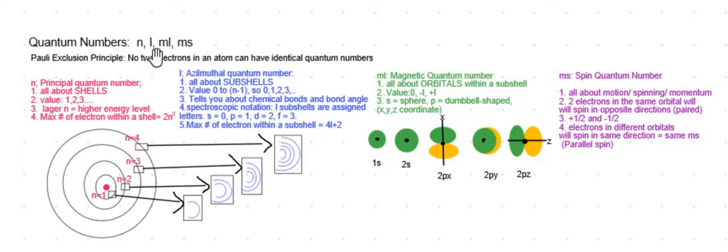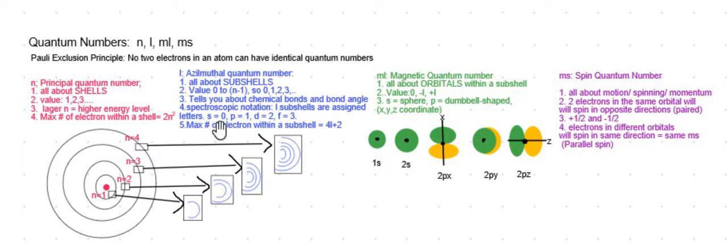The next quantum number is the azimuthal quantum number, and it's all about subshells. The value starts at 0, and then it increments to n minus 1. And so the value for l could be 0, 1, 2, 3, and so on. It can never be a negative number, but it can be 0. Now the l number can also tell you about chemical bonds and bond angle. And also, the l values are assigned letters.